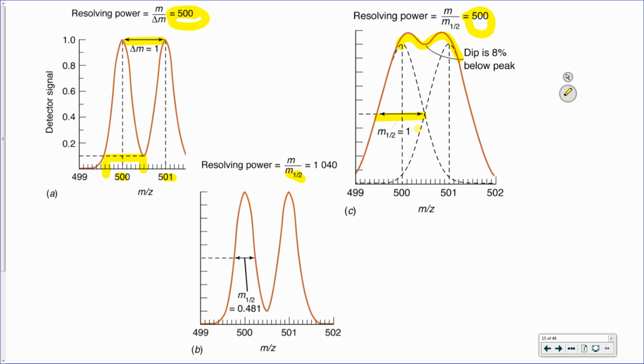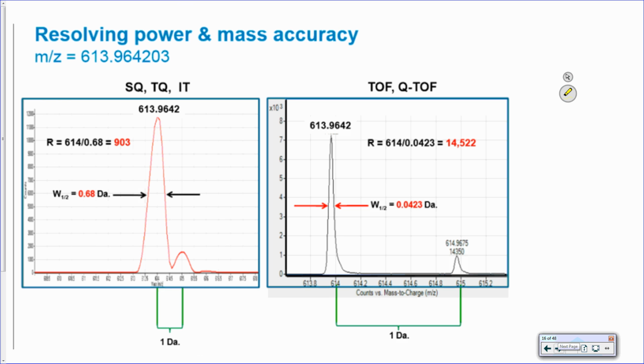So if you took this resolution, did it to the half height, and measured it at half height, you'd come up with a resolution of over 1,000, so 1,040. So if you ever have an opportunity to look at these, you have to really make sure you know what you're getting.